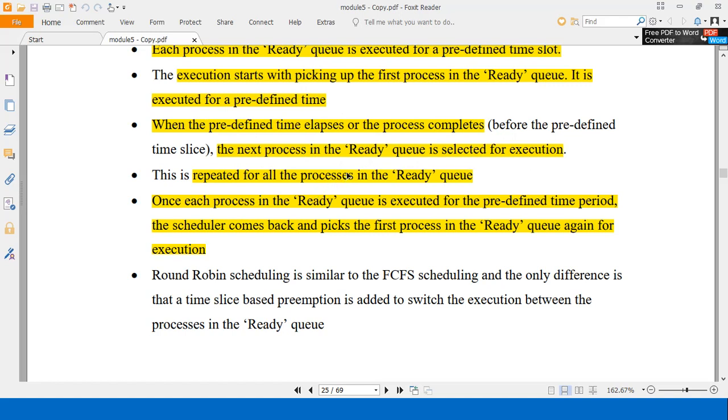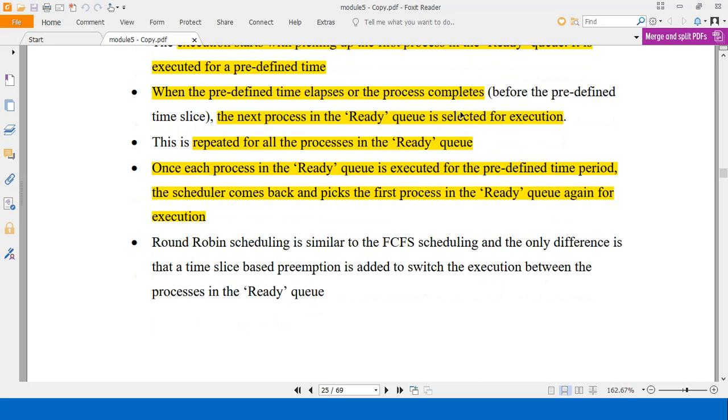Hope you are getting it. There are two chances: one is the predefined time slot elapses, or second is the process completes within the time slot. What I mean is, suppose the predefined time slot is 2 milliseconds, and you give the process the chance to use the CPU for that time slot. Let's say that process completes at 1.5 milliseconds. It doesn't require 2 milliseconds, it only requires 1.5 milliseconds. As soon as that process completes, the next process in the ready queue will get the chance. It need not wait for the entire 2 milliseconds because it is completing before 2 milliseconds.